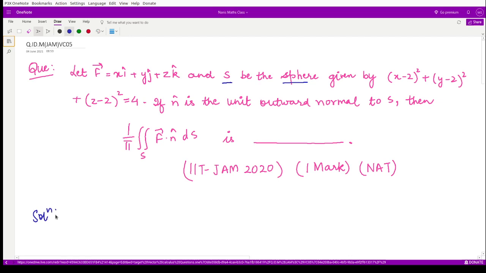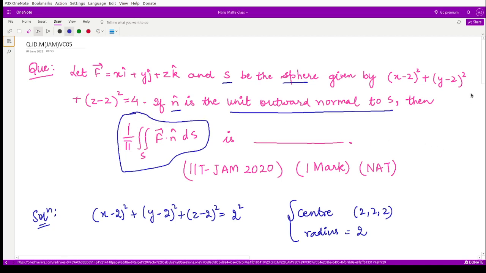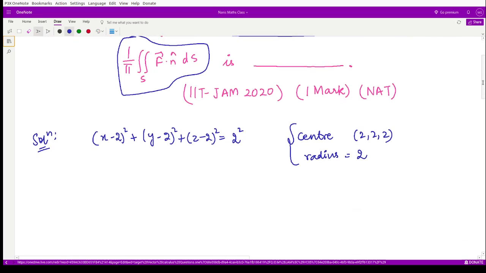So what is the sphere that is given to you? It is (x minus 2) whole square plus (y minus 2) whole square plus (z minus 2) whole square is equal to 4, and you can write 4 as 2 square. So that means this sphere has center at the point (2, 2, 2), and its radius is also equal to 2. So this is the sphere. And if n cap is the unit outward normal to the surface S, then they are asking what is the value of this integration. So what is the value for this surface integral here?